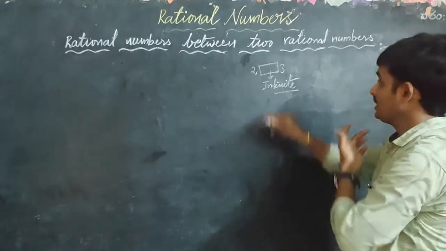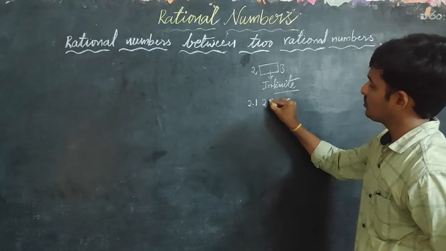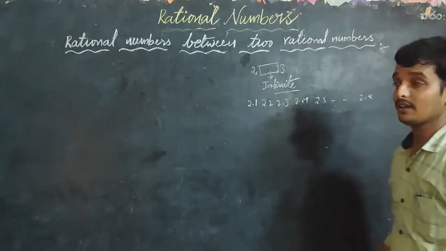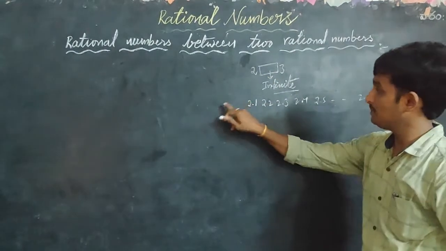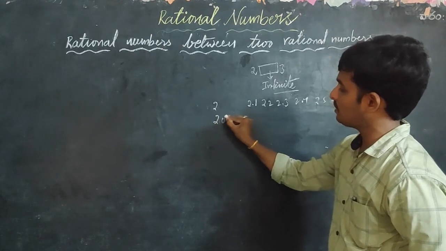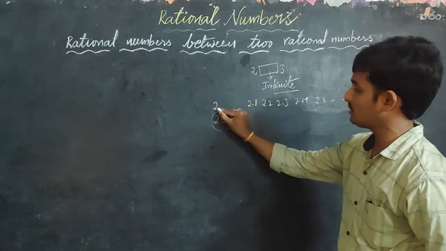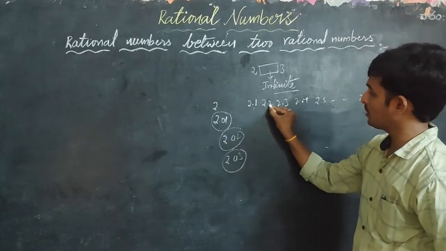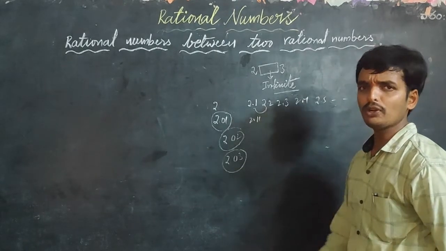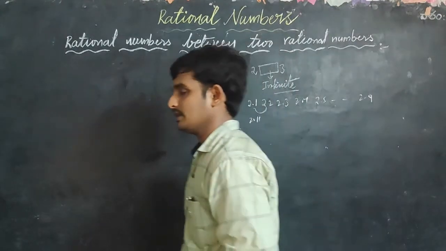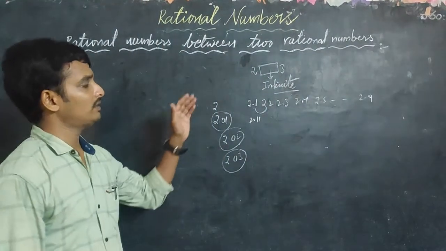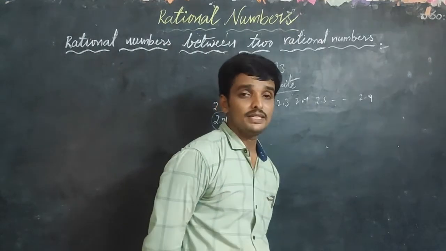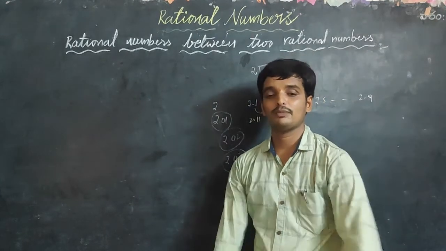We have to find what they are. If you see, between 2 and 3 there are the rational numbers 2.1, 2.2, 2.3, 2.4, and 2.5 up to 2.9. Between 2 and 2.1 you can write 2.01, then 2.02, 2.03 and so on. Between 2.1 and 2.2 there is another, 2.11, 2.12, 2.13. So there are infinite rational numbers between two rational numbers.